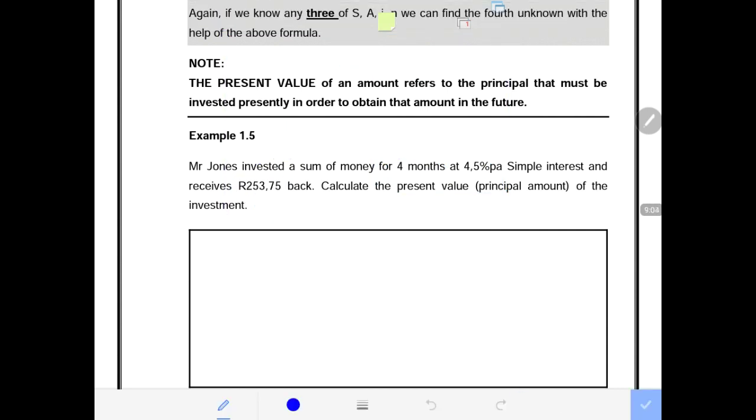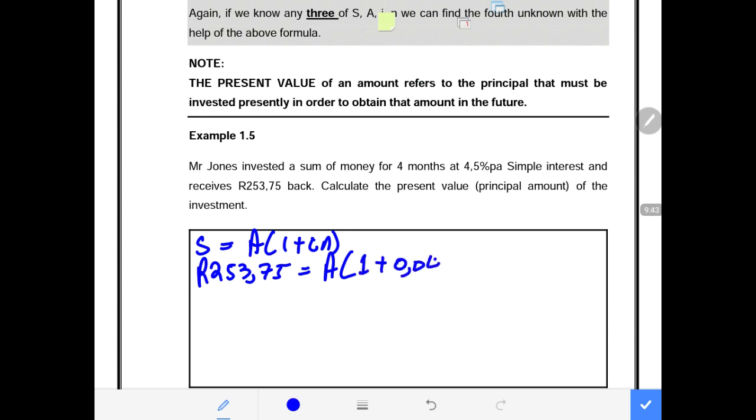So now that means, because we do have this formula, the sum accumulated formula, we can say sum accumulated equals A times 1 plus i n, which is i times n. Then we can substitute this. Let us substitute, and we say our sum accumulated is 253 rand 75 cents, which equals the amount that was invested, which is the one that we're looking for. We don't know it, but we know that a sum of money was invested, and that's what we are looking for now. Open brackets, 1, plus our interest, which is 0.045.